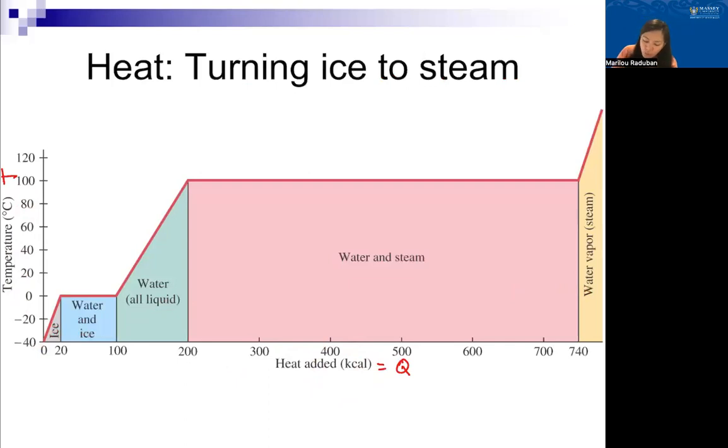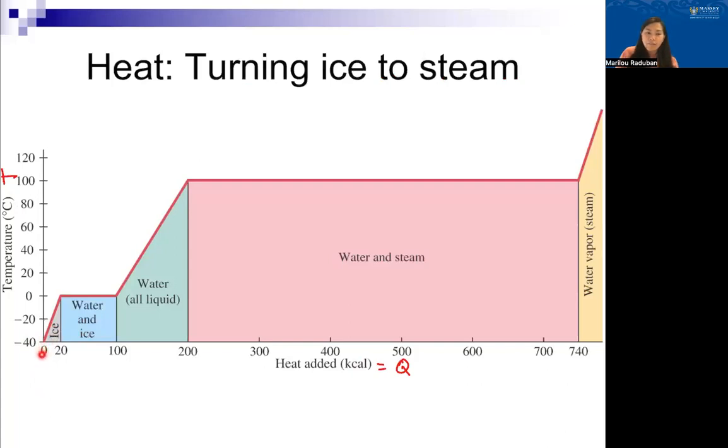Okay, so ice is the solid form of water. Ice can have a very, very low temperature. Say, for example, we start from negative 40 degrees Celsius for the temperature of ice. If you heat up ice, it will not melt immediately.